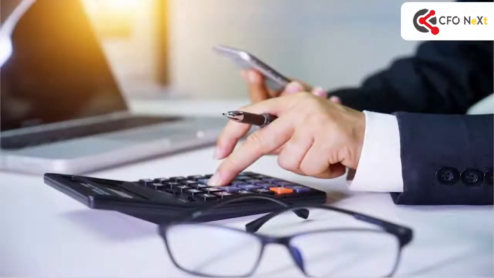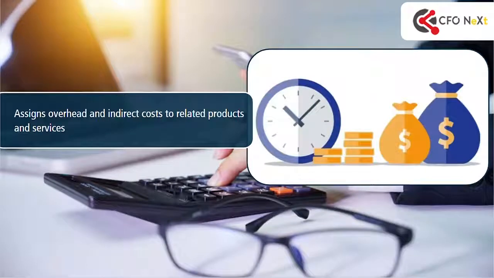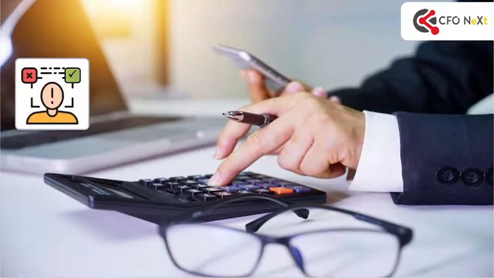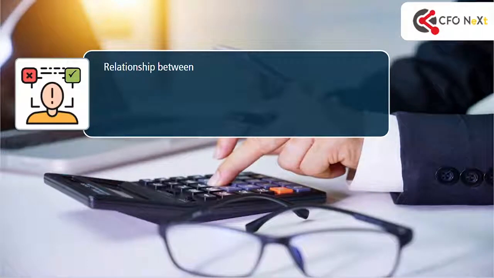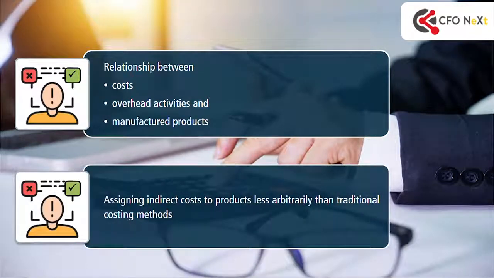Activity-based costing is a costing method that assigns overhead and indirect costs to related products and services. It captures nearly true costs and better classification of the costs incurred by the company during its production process. This accounting method recognizes the relationship between costs, overhead activities, and manufactured products, assigning indirect costs to products less arbitrarily than traditional costing methods.